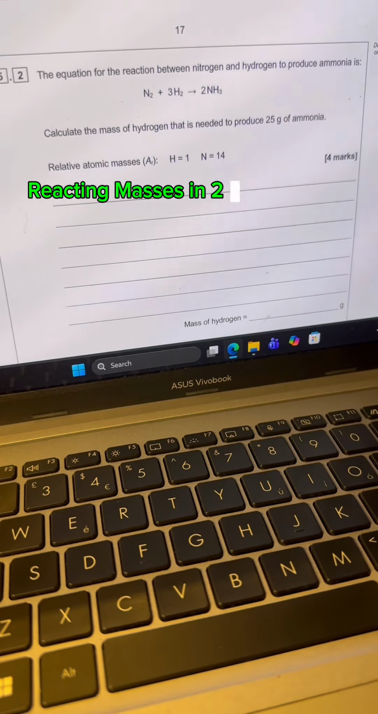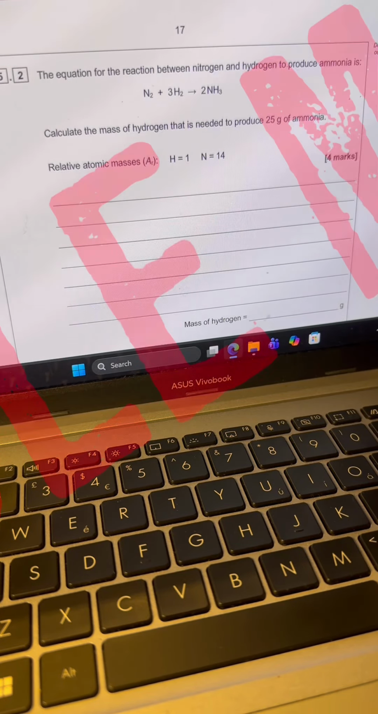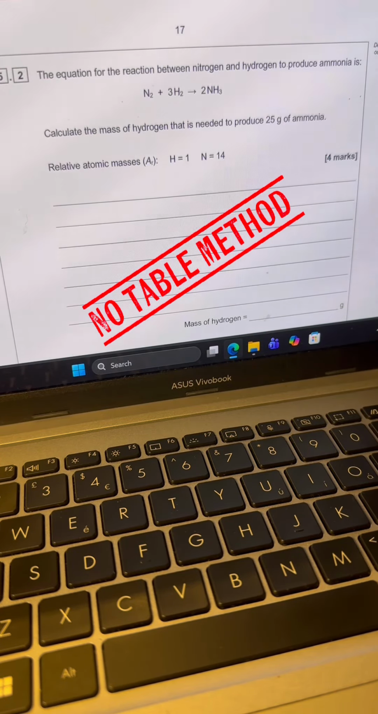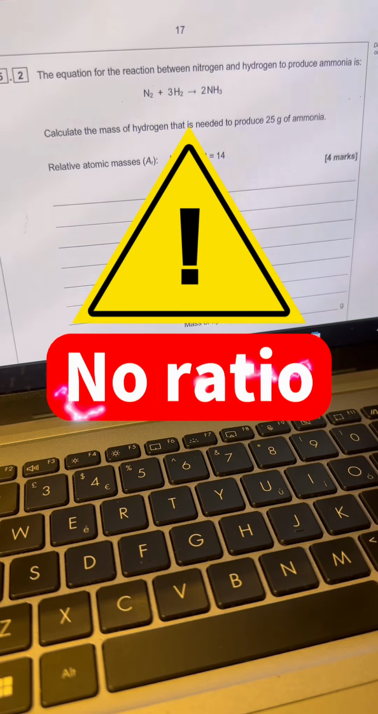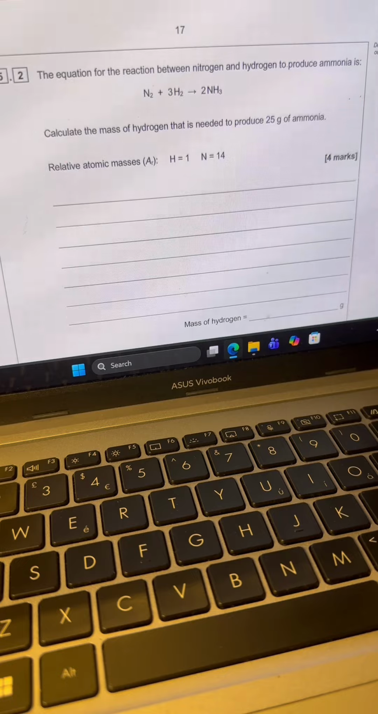Let's learn reacting masses in 2 easy steps. In this method, you do not have to worry about a table method. Also, do not need to worry about ratios. Just need to follow my 2-step method and follow my technique to get the full 4 marks. Let's go for the exam question.